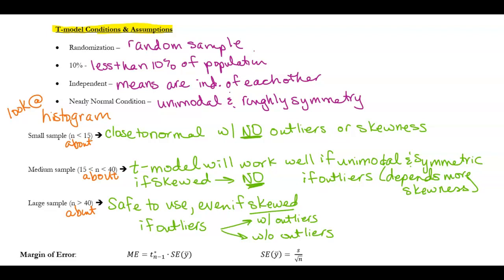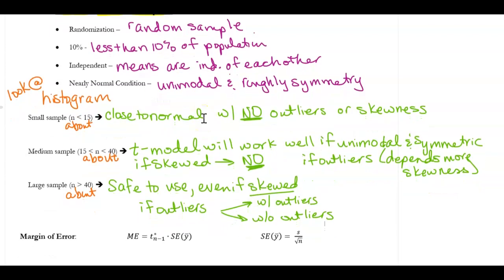All right, so if you have a small sample, it needs to be normal. If you have a medium sample, it needs to be unimodal and symmetric. Okay, if you have a large sample, it can be almost anything and it'll work. So you have to be aware of those things, and that's the nearly normal condition.